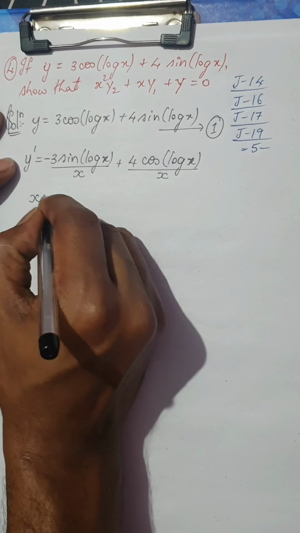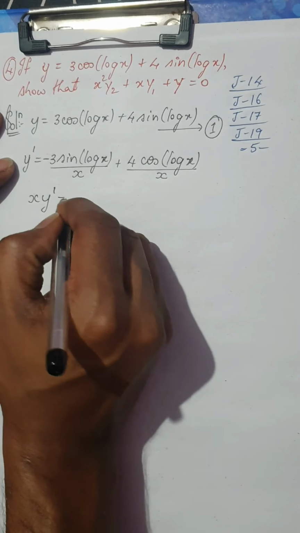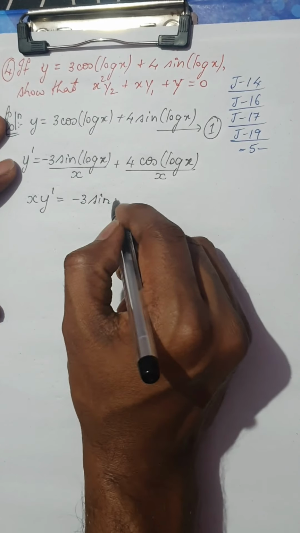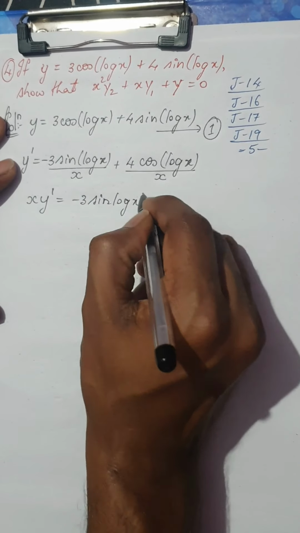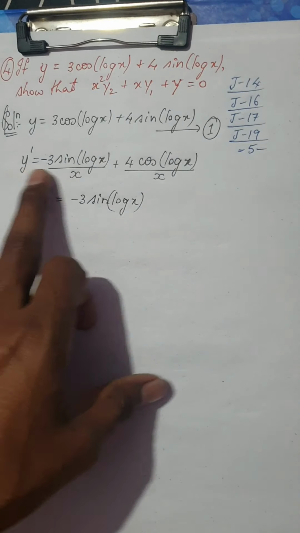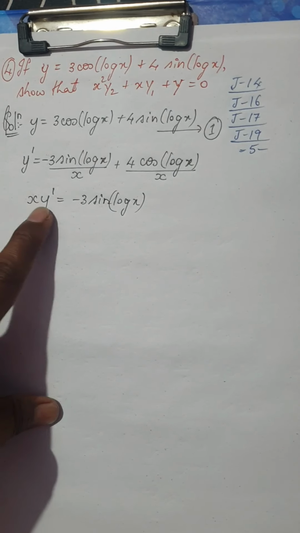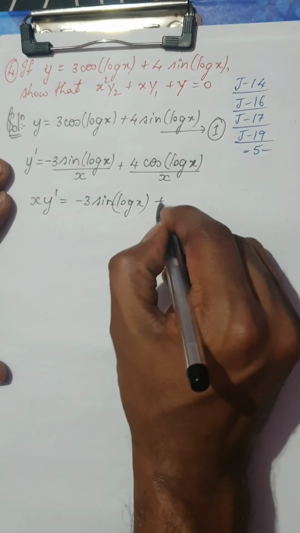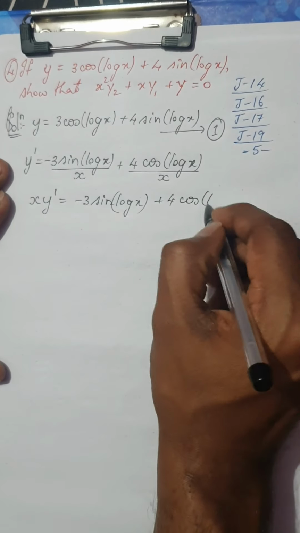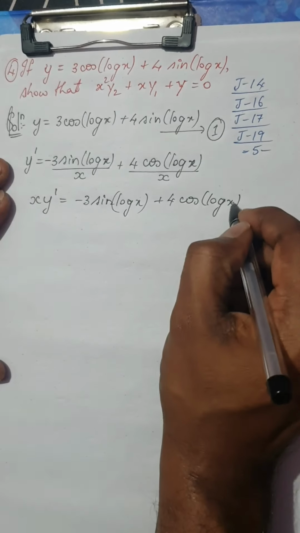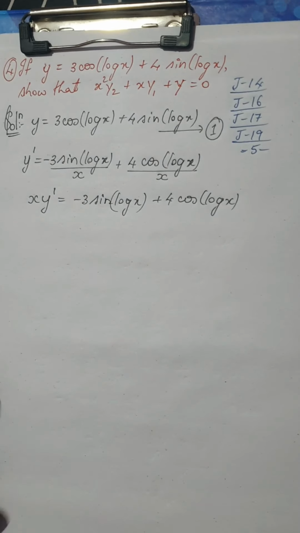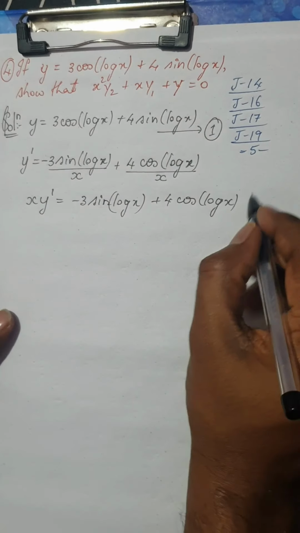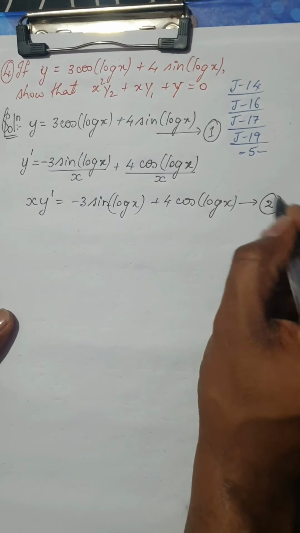I will get x into dy by dx is nothing but minus 3 sine of log x. Are you following? So I am just multiplying x throughout. I will get x into y dash is nothing but minus 3 into sine of log x plus 4 into cos of log x. Actually, this is a very simple equation. Only thing is you have to follow this first step properly. Okay, so take it as equation 2.